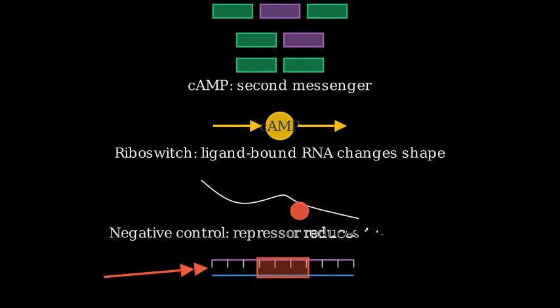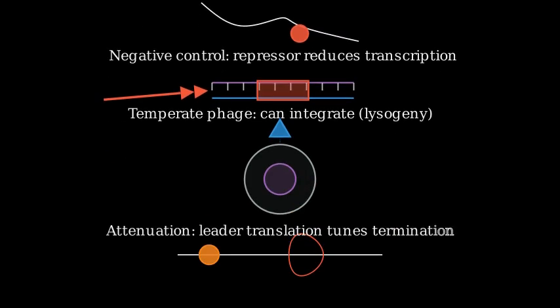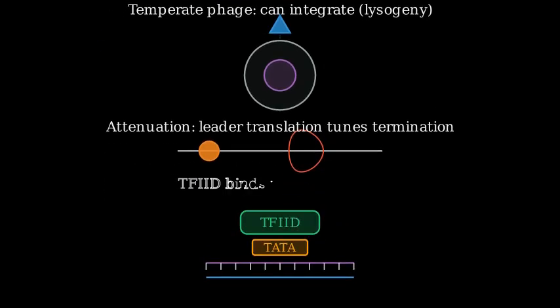N. Negative control, a repressor turns transcription down. O. Temperate phage, a virus that can be lysogenic, integrating into the host. P. Attenuation, translation of a leader influences transcription termination, like in tryptophan operon. Q. TFIID, general transcription factor complex that recognizes the TATA box.